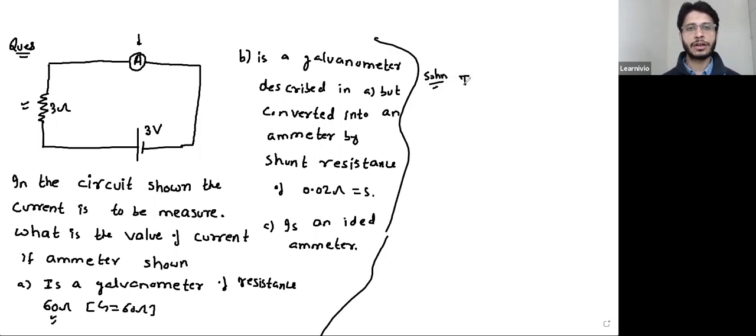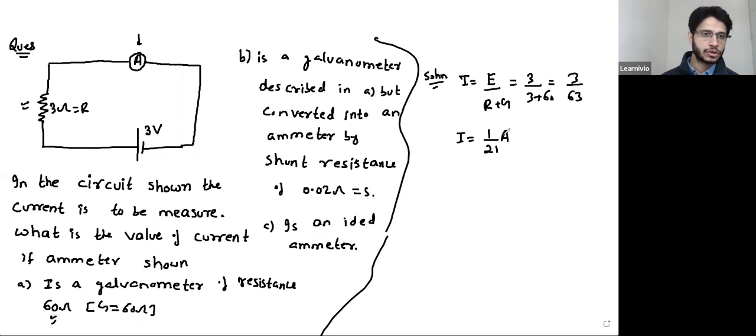See, the current is total EMF by total resistance, right? If I call this R, it's R plus G. So that's 3 by 3 plus 60, so it's 3 by 63, which is 1 by 21 ampere. So Fatima was correct. Is it clear? Okay, so that's the first part.